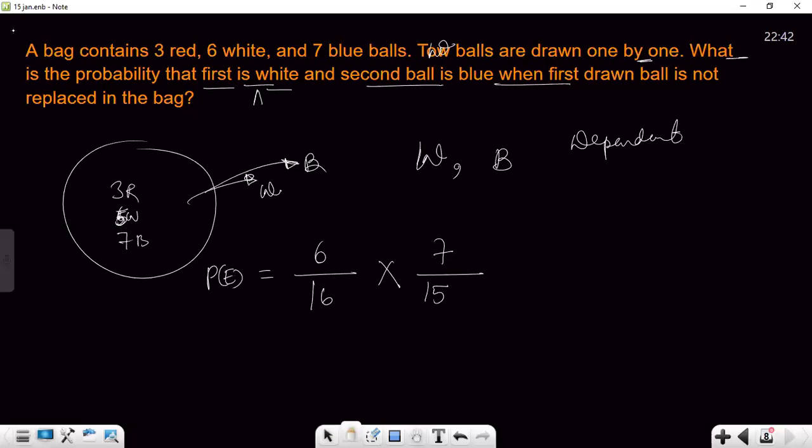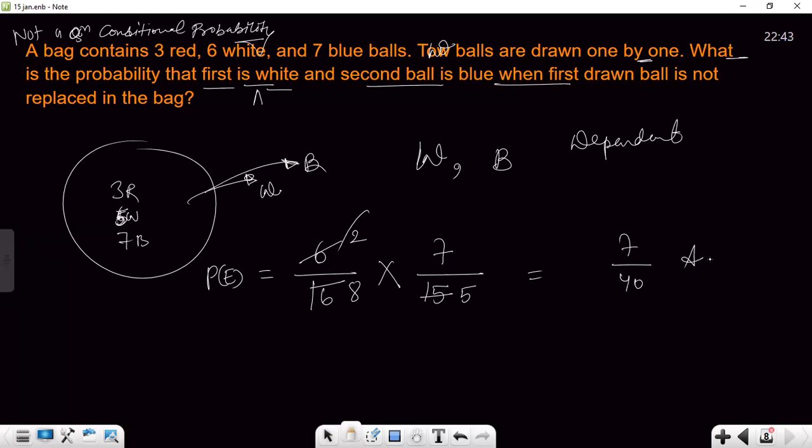This is not a question of conditional probability. Why not? Because in conditional probability, there is a certain event given as already taken place. But it is not the case here. We shall not get confused. 3 2s are 5, 3 5s are 15, 2 8s are 16, 7 by 8 5s are 40. That's our answer.